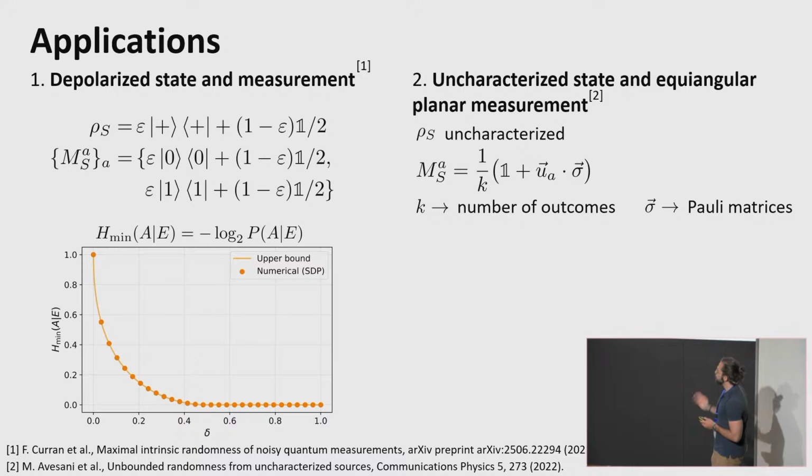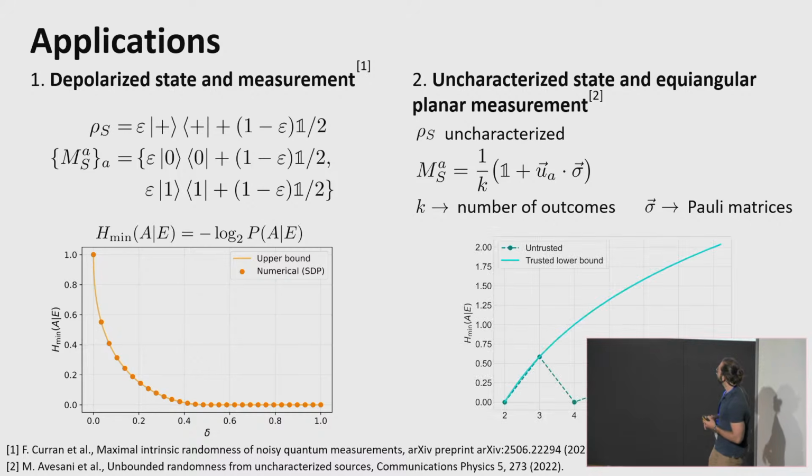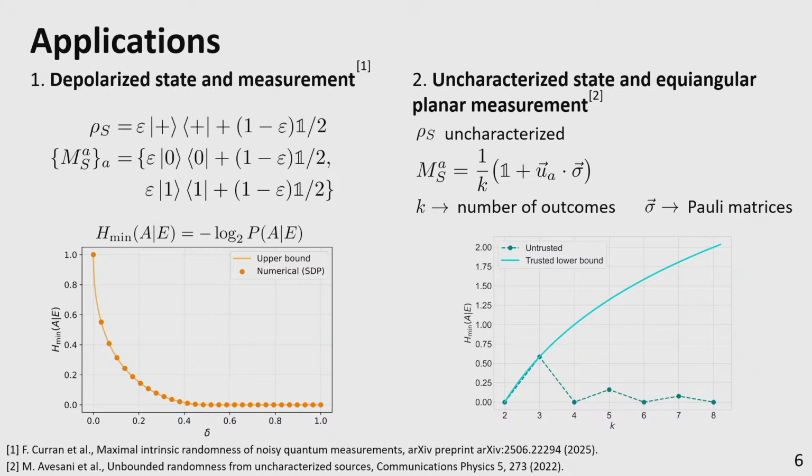And then another application. We have here a state. Now the state is totally uncharacterized, so ρS here is not known, while the measurement is taken as 1 over the number of outcomes multiplied by the identity plus some coefficient multiplied by the Pauli matrices. And previously it was known that if the measurement is considered not trusted, then increasing the number of outcomes, the randomness keeps increasing. But now, with our method, we are able to compute it also for untrusted measurement. And we observe that for a number of outcomes already equal to k, the randomness drops to 0 in this scenario.